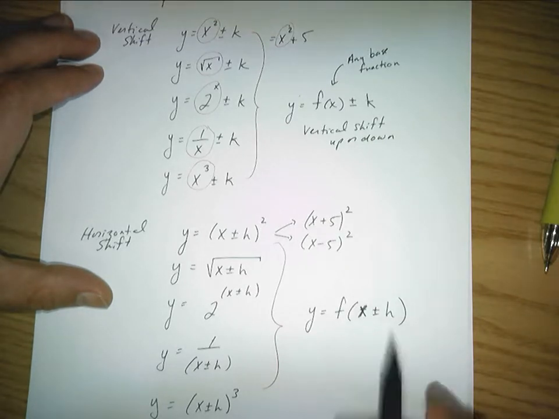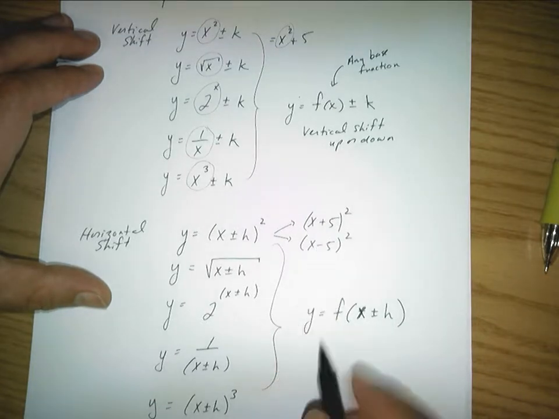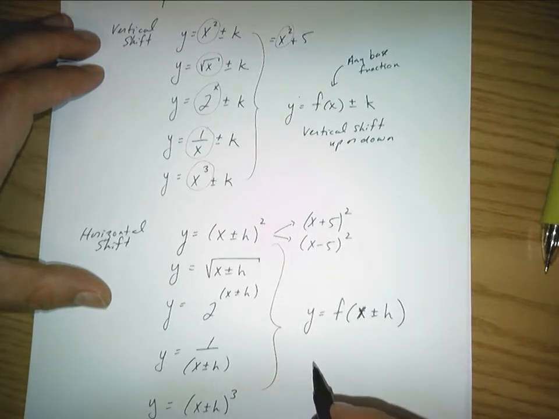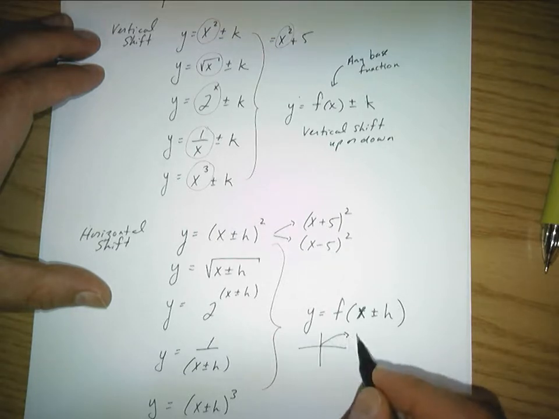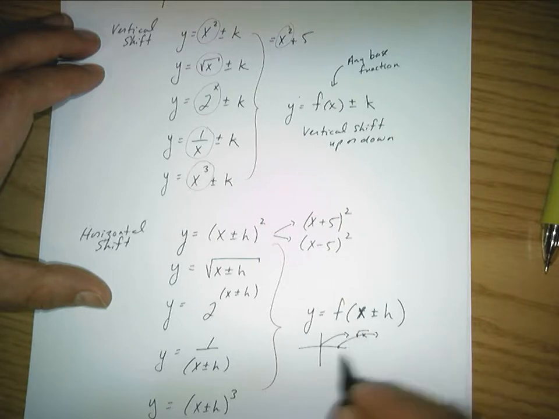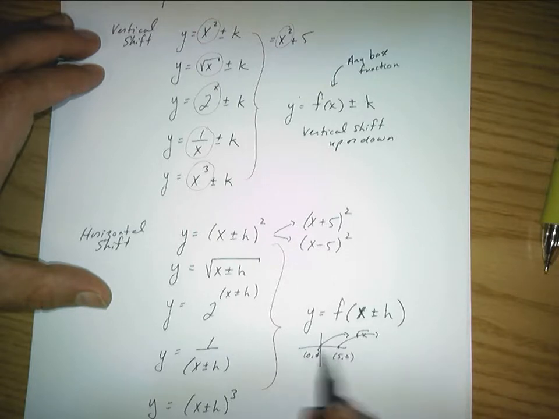Okay, so if I wanted an example, well, I've done an example here. Let's say I wanted to take the root function, square root x, and I want to move it to the right 5. I want to move it over here, so it's 5 units. So instead of starting at 0, 0, it's going to start at 5, 0, and it's going to have the exact same shape. It's just shifted that way.